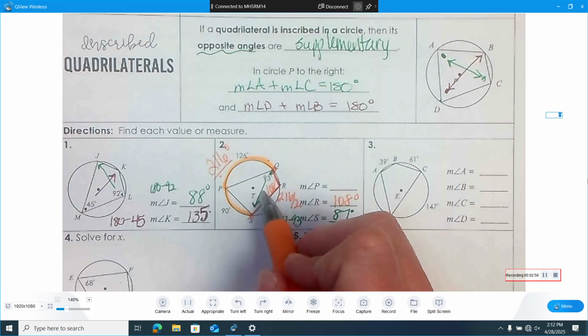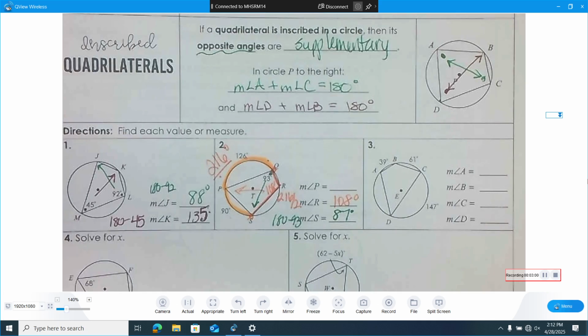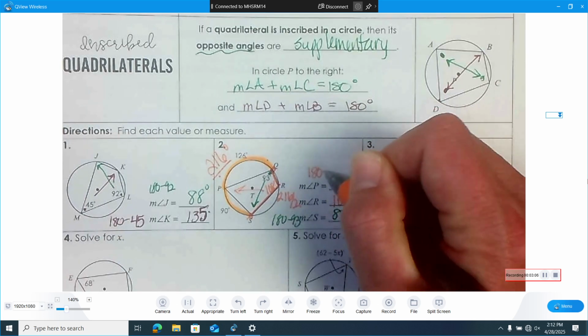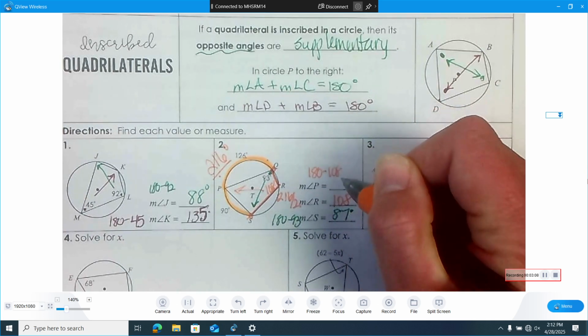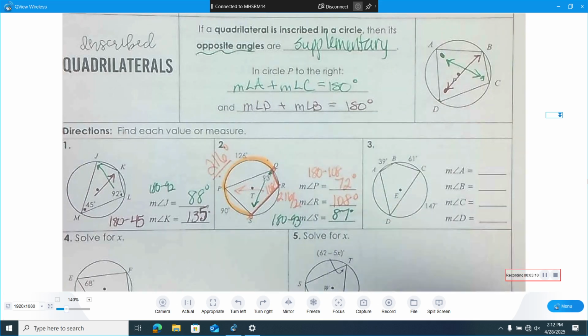And now I can use that to figure out P. How do we do that? Subtract from 180. Good, that was succinct. 180 minus 108 is 72 degrees. Very good.